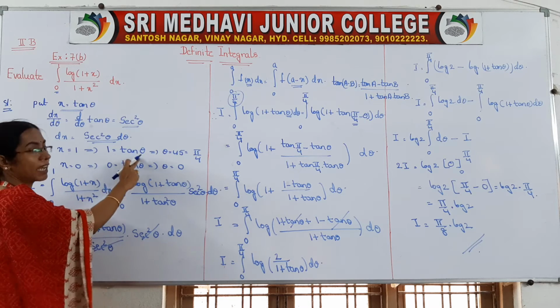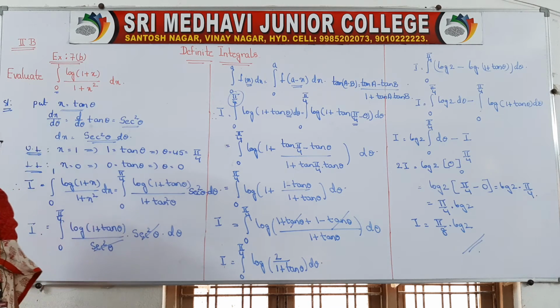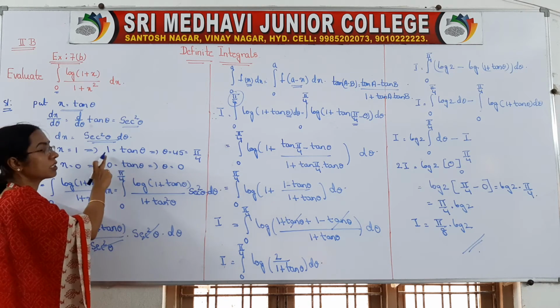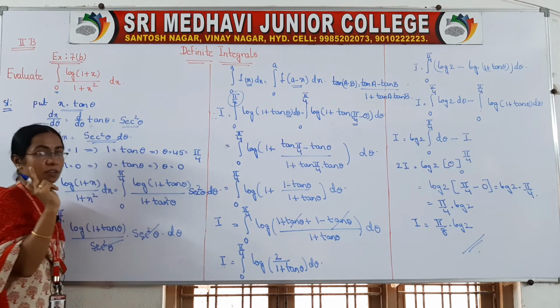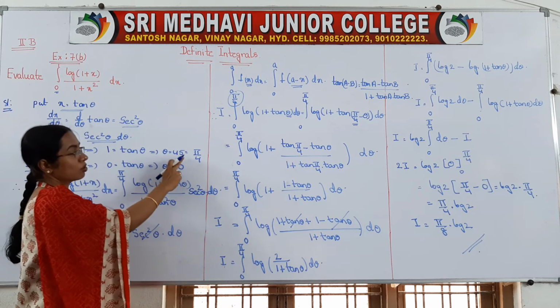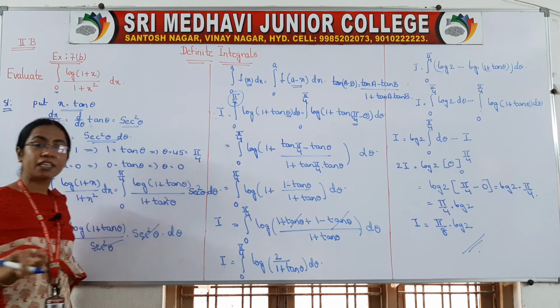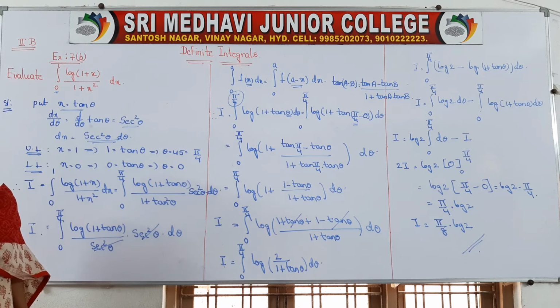1 is equal to tan theta. Theta means angle. Tan of which angle is equal to 1? It is 45. So theta is equal to 45. If we want to write in terms of pi, it is 180 by 4, that is pi by 4.